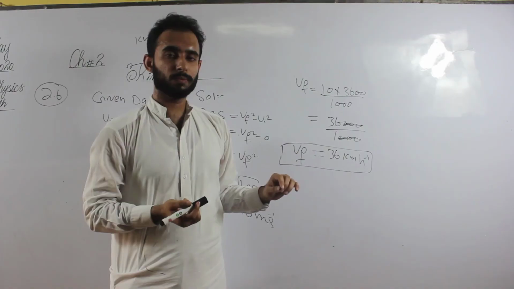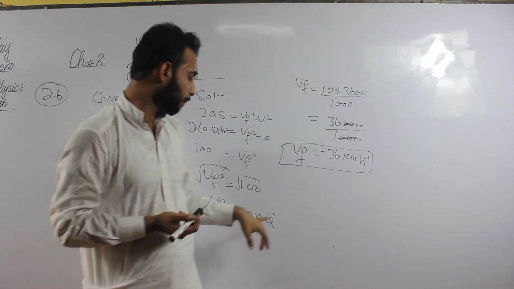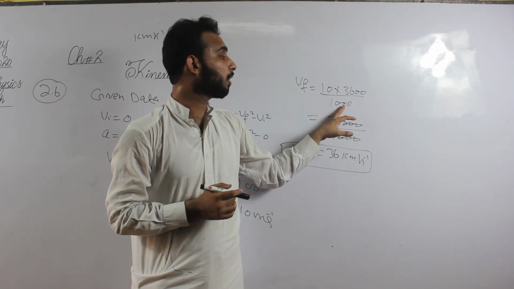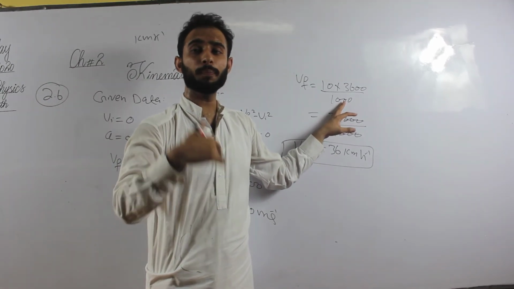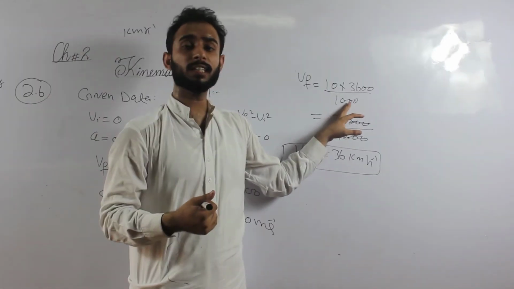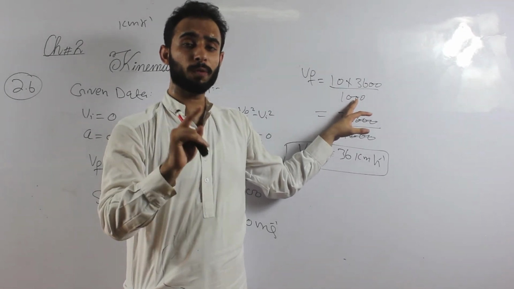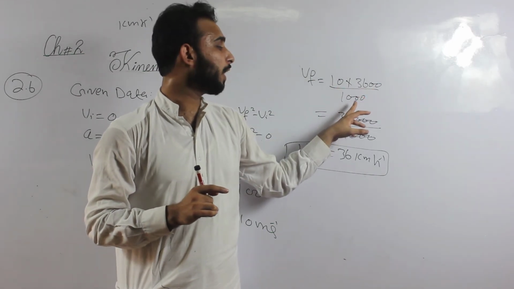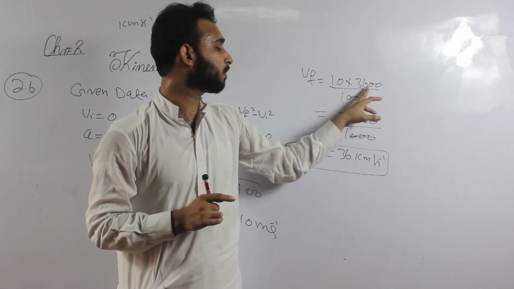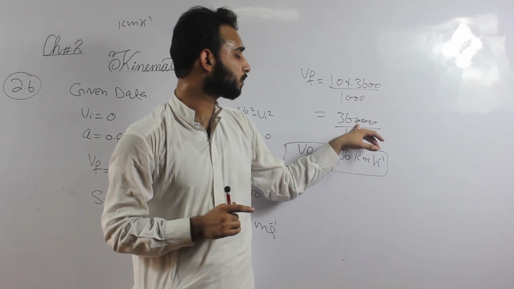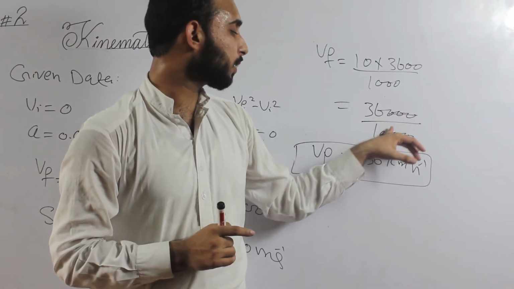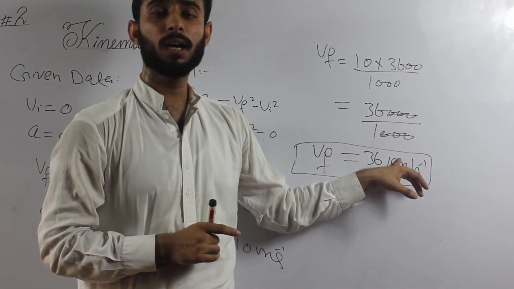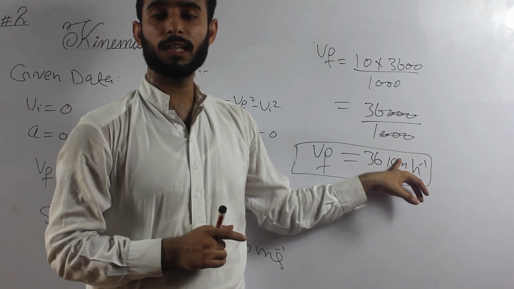So do you understand, students? Here we have to convert meter per second into kilometer per hour. For kilometer per hour, first of all we have to convert the hour into minutes, then minutes into seconds. And the second thing is that 1 kilometer is equal to 1000 meters. That is why 10 multiplied by 3600 over 1000. So 10 multiplied by 3600, we will get 36,000 over 1000. Cut these zeros and we will get 36 kilometer per hour. So 36 kilometer per hour is our final velocity in kilometer per hour.